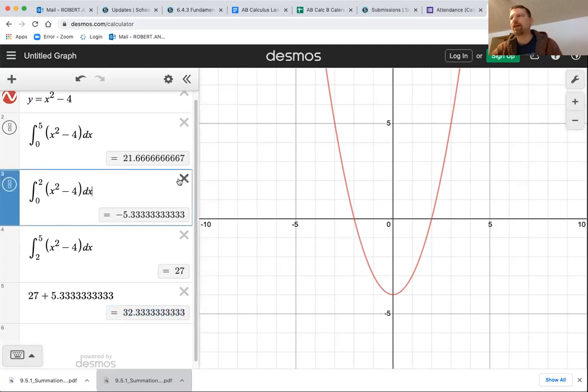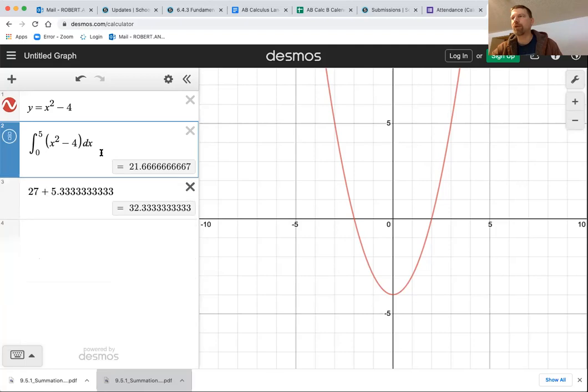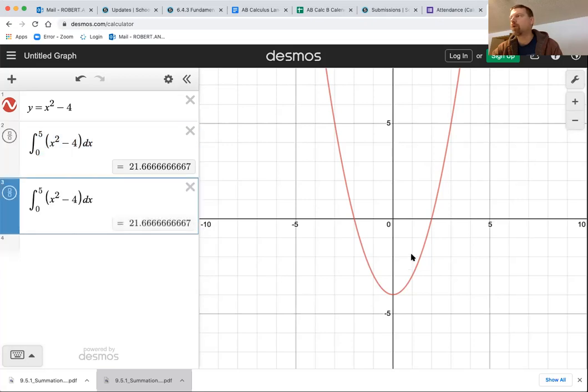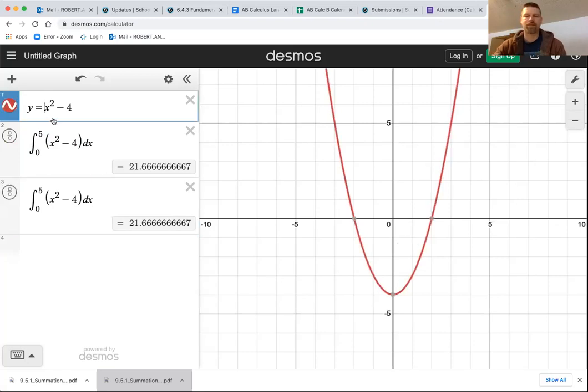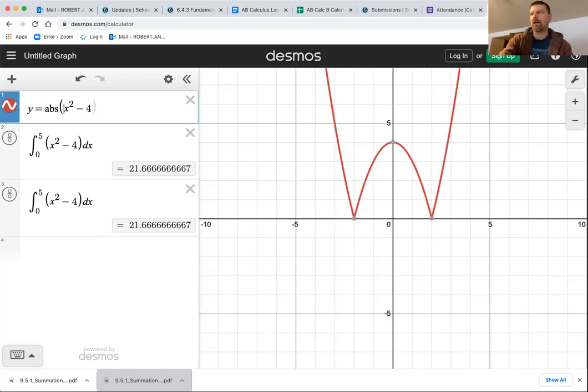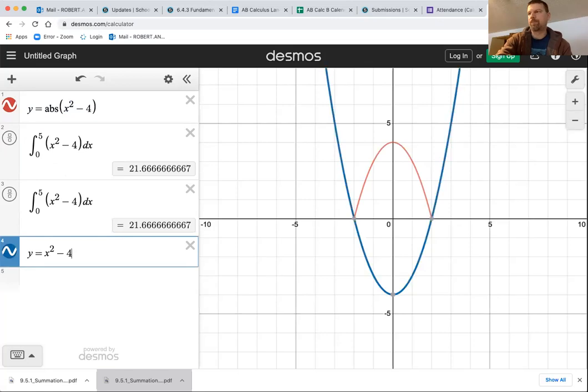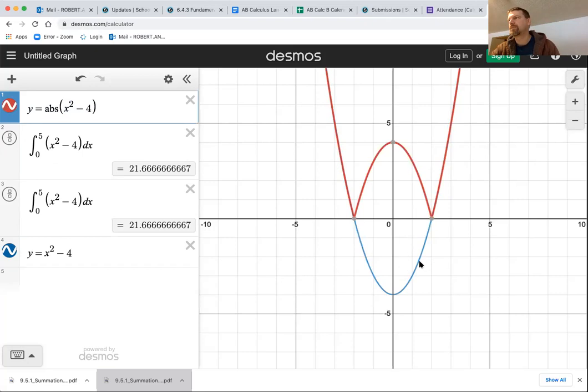Just one last thing. If you wanted, there is a shortcut for this when you're allowed a calculator. If I was trying to find the total area from 0 to 5, we know area has to be positive, so I wouldn't want this to be counted as negative. Check this out. If you do the absolute value, how is the absolute value of x squared minus 4 different than just y equals x squared minus 4? Same stuff, but anything below the x-axis was flipped up above the x-axis.